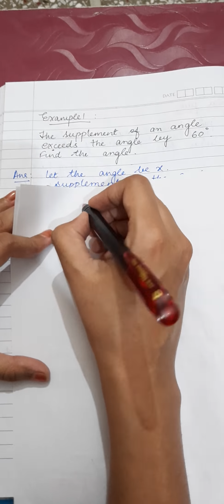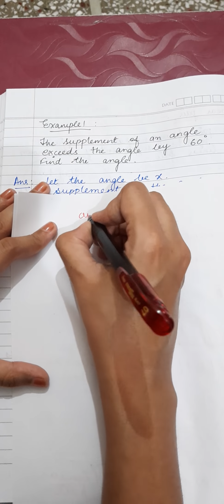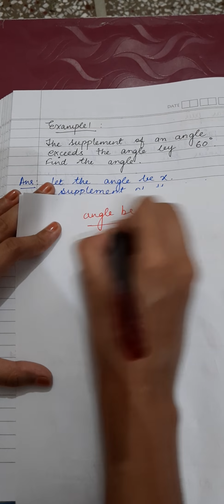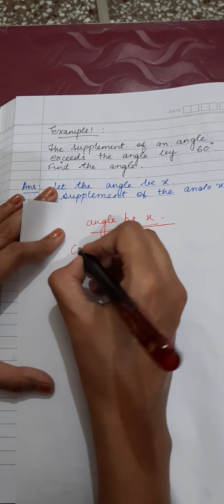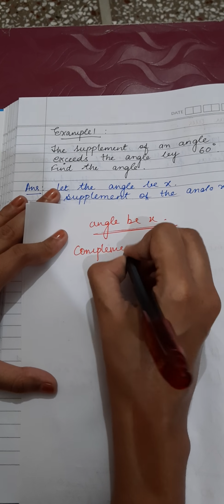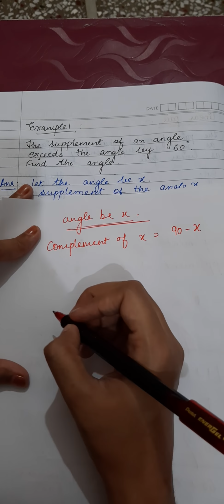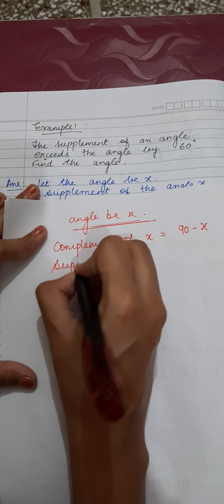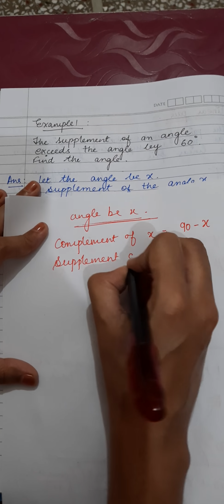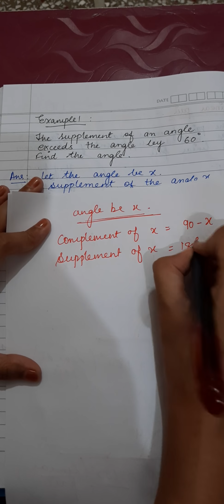If I am having an angle, let the angle be x, right? What is going to be the complement of this angle? Complement of x is going to be 90 minus x. And what is going to be the supplement of this angle? 180 degrees minus x. So make sure of these 2 things. Now we are going to move further.